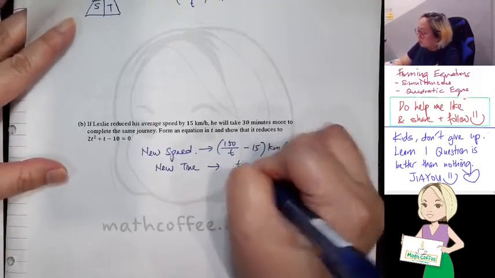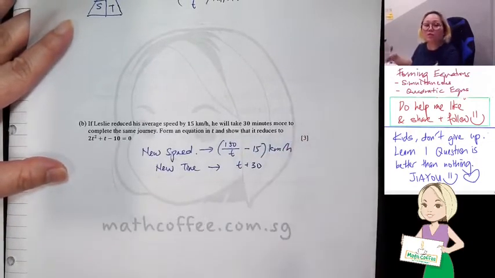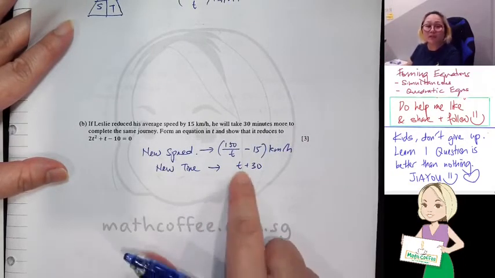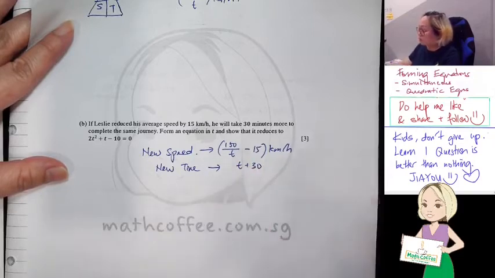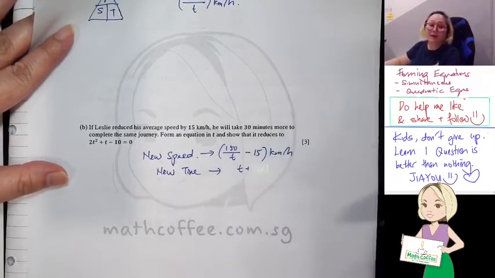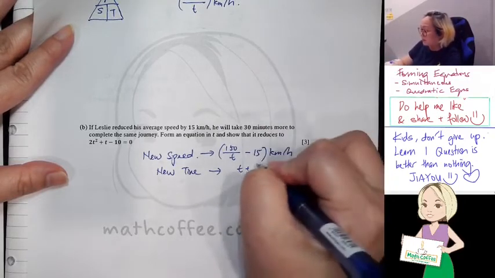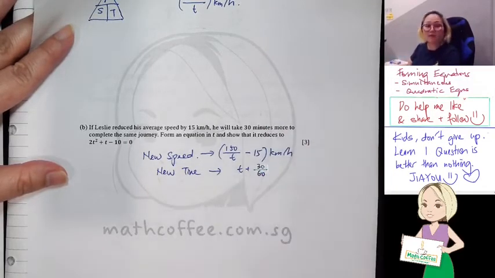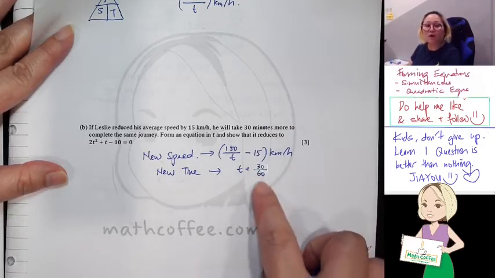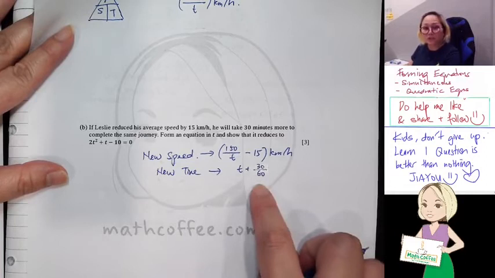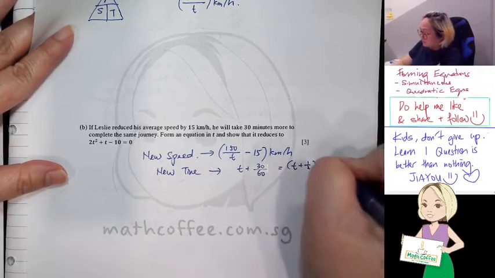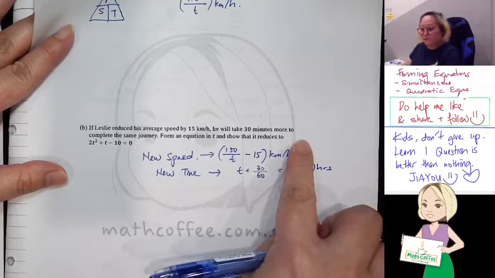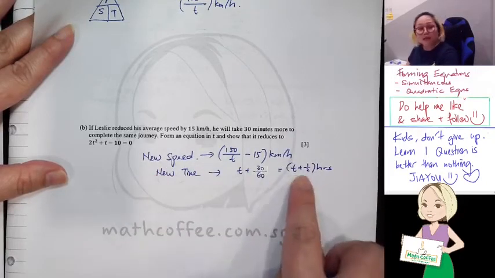Please don't put T plus 30. That's the common thing that students do, but you must know that T is in hours, 30 is in minutes, so you cannot just add them together. You need to change them accordingly. You must add 30 over 60. Take note, 30 minutes needs to be changed to hours, which is 30 over 60. Why is it over 60? Because 1 hour is 60 minutes. So to simplify, it becomes T plus half. So if I use the new speed, my new time will be T plus half hour.